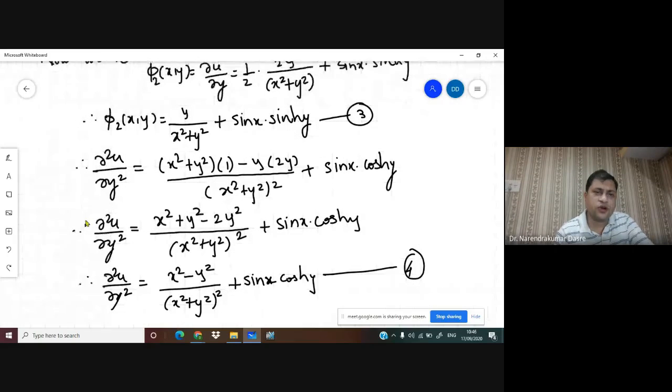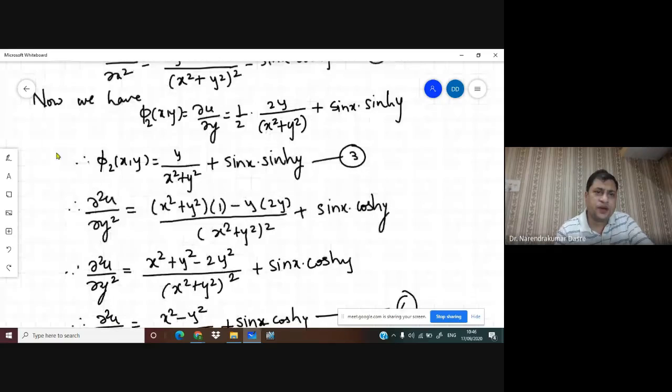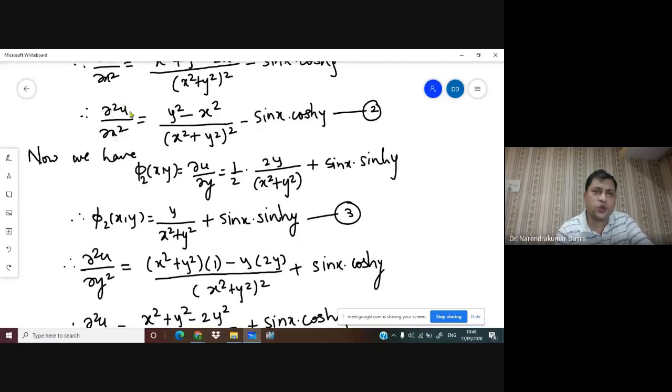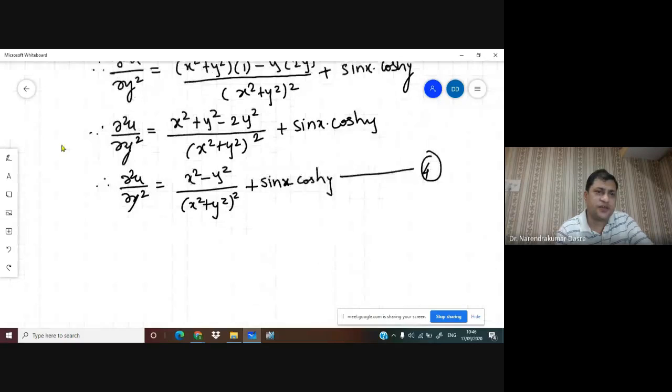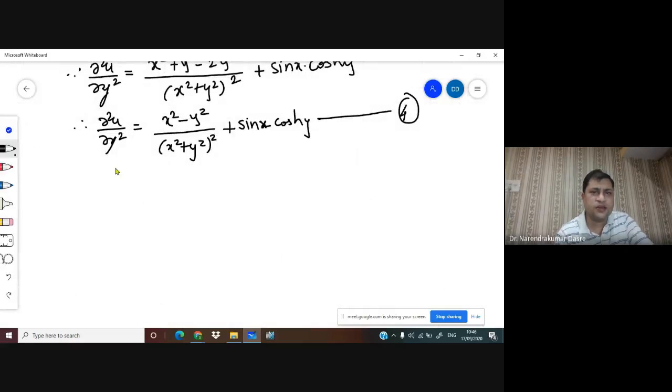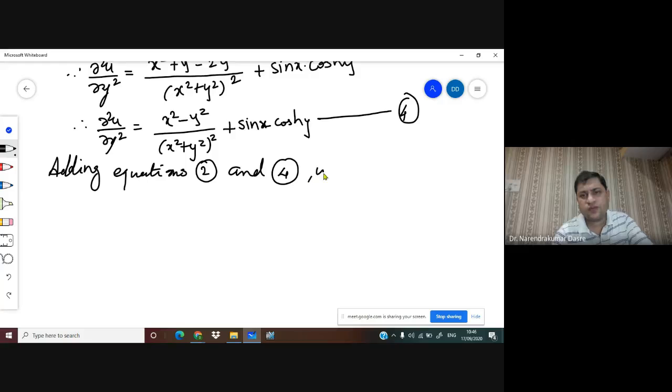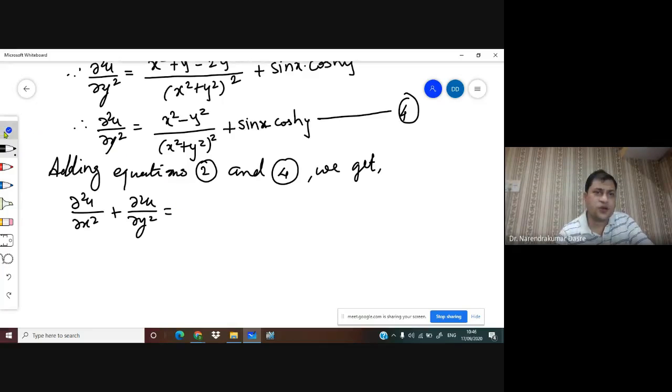Now, I got the second order derivative with respect to y, and I got the second order derivative with respect to x. To check whether this is a harmonic function or not, we have to add these two second order derivatives. So what we can do is add equations 2 and 4, and we get ∂²u/∂x² plus ∂²u/∂y² equal to.